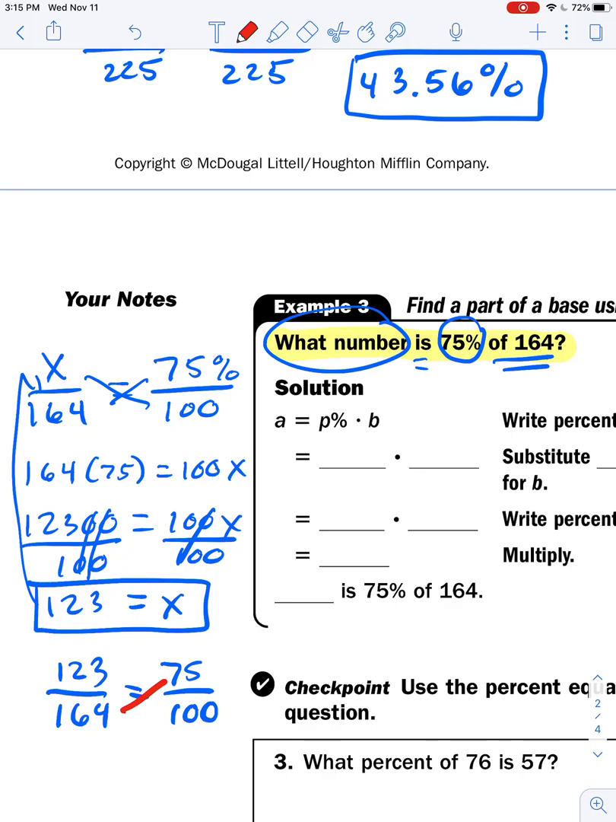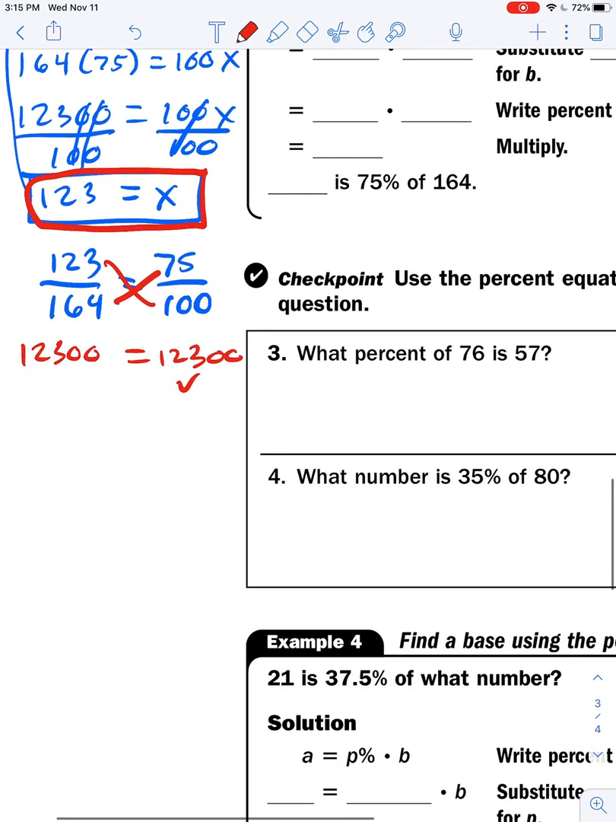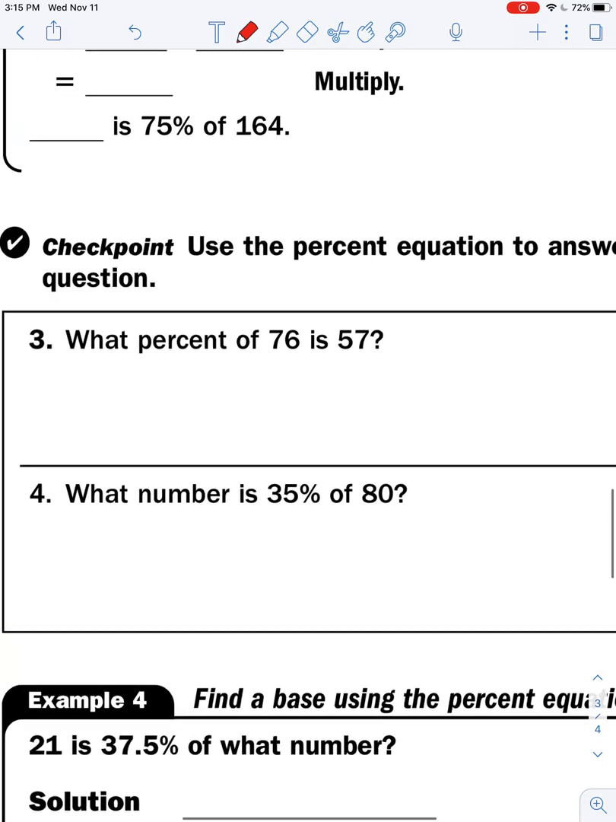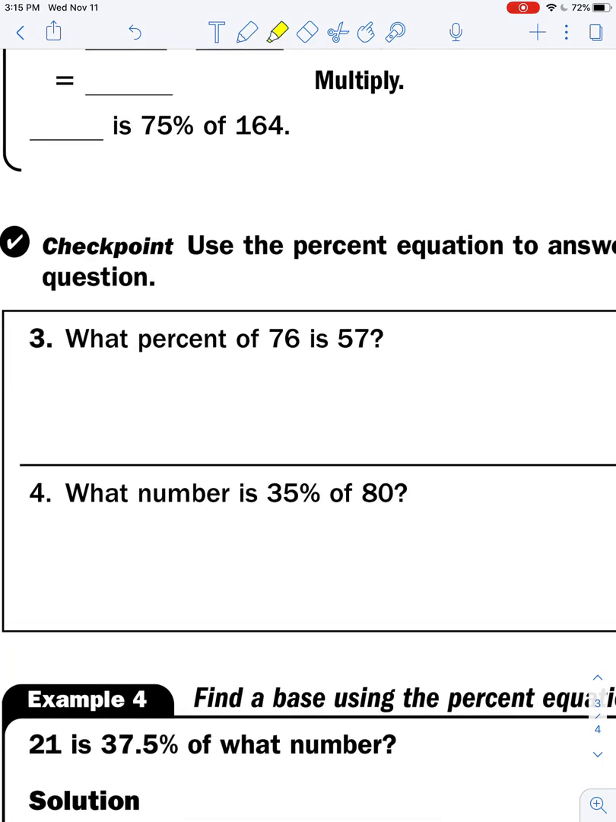And again, if it was on a test or IXL and you don't want to do it again, check. Does 164 times 75, that's 12,300, equal these two? And when I multiply those, I get the same thing. So I know that this answer is going to be correct.